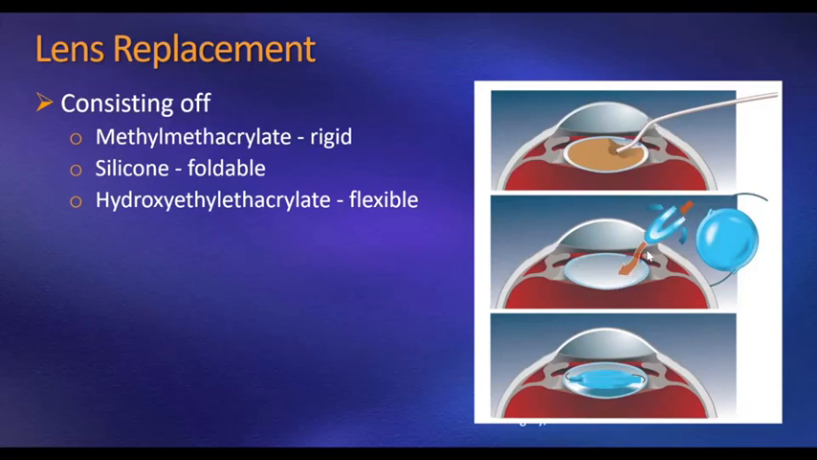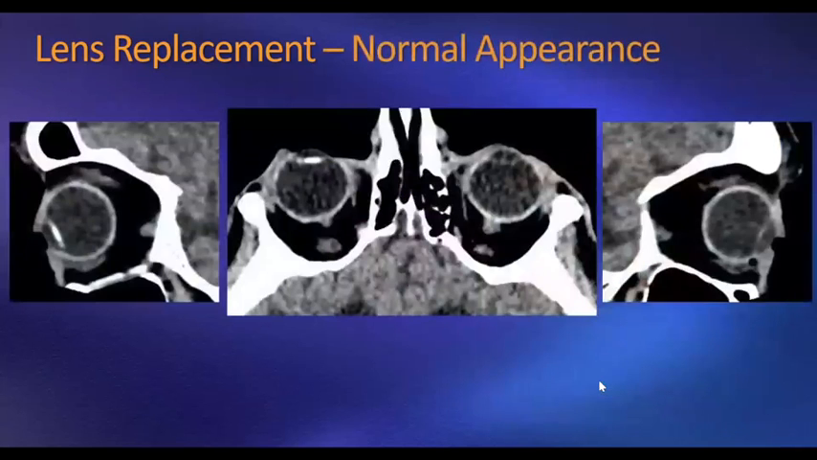If it's a foldable lens, only a small incision needs to be made, while when it's a rigid lens, a larger incision is required to be able to place the lens into the native capsule. Those little attachments help secure the artificial lens within the native capsule and prevent dislodgement.